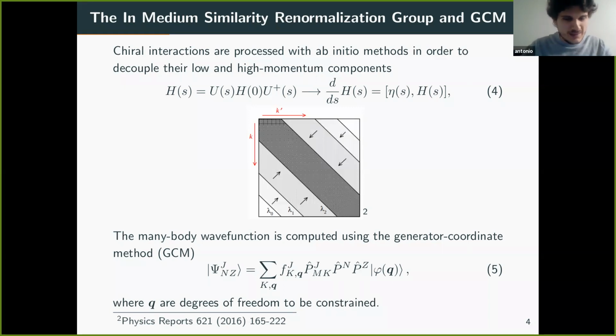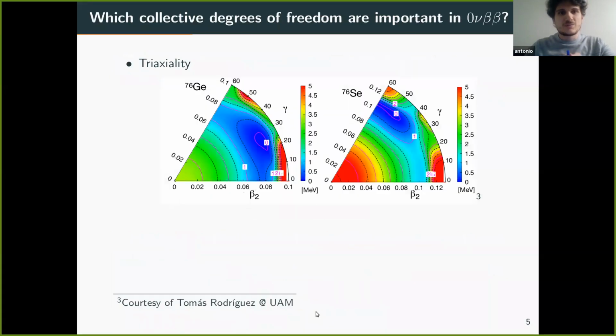But now the problem is that these projection operators involve three-dimensional integrals for the angular momentum, but there are also integrals for the neutron and proton numbers. So these integrals are hard to compute. It all depends on how many states you have here, and the number of states will depend on the degrees of freedom that you're going to constrain. So now the obvious question is which collective degrees of freedom are important in general, but specifically in our case, in neutrinoless double beta decay.